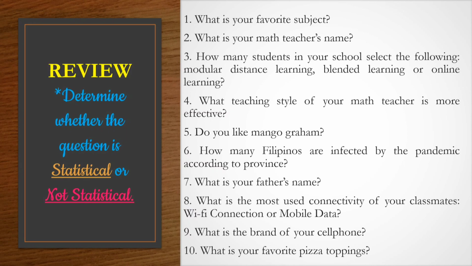And let us check. For question number 1, it is not a statistical question because it has an exact answer. Number 2 is also not a statistical question. Number 3, it is a statistical question because you have to conduct an interview or other ways of collecting data to answer the question. Number 4 is also a statistical question.